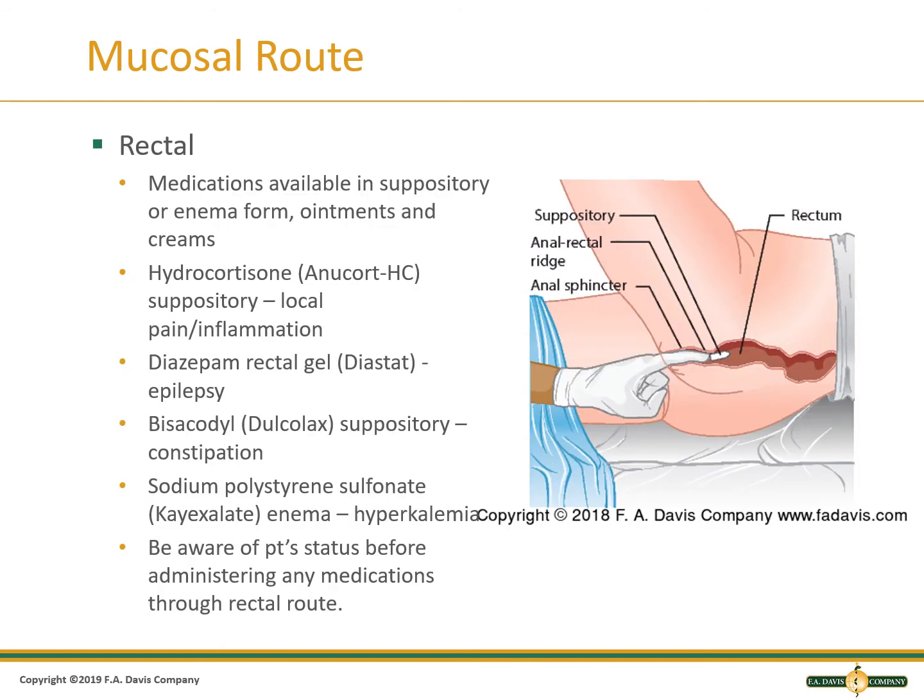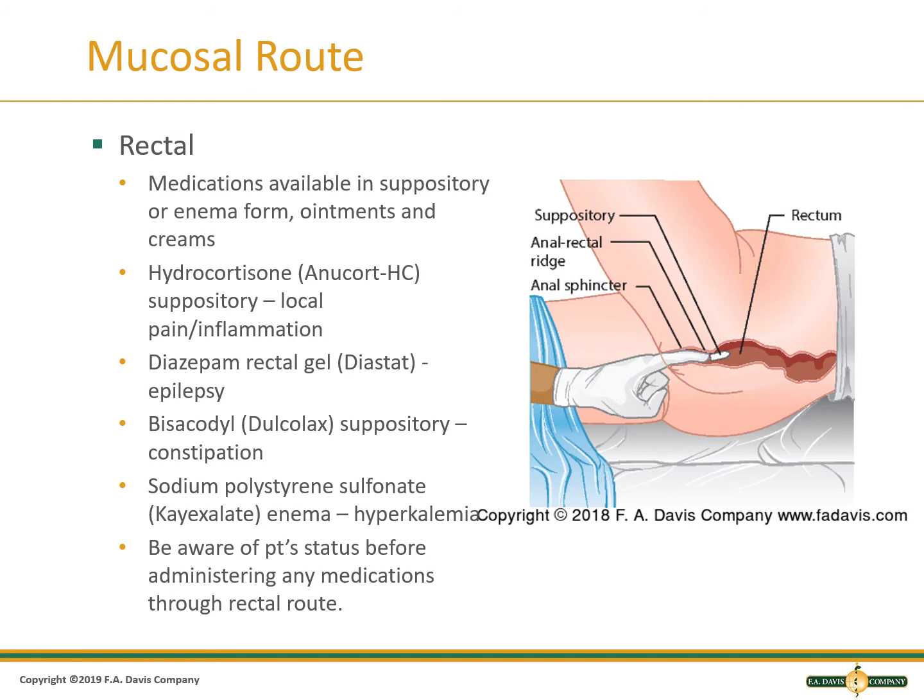Medications administered via rectal routes are available in suppository or enema form, ointments, and creams. Hydrocortisone suppository is used to treat local swelling and inflammation associated with hemorrhoids. Diazepam rectal gel can be used for epilepsy. Dulcolax suppository is often administered to stimulate bowel movement in constipation. Kayexalate enema is given to treat hyperkalemia.